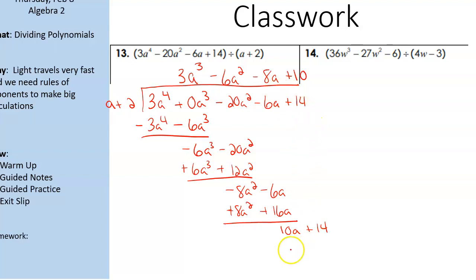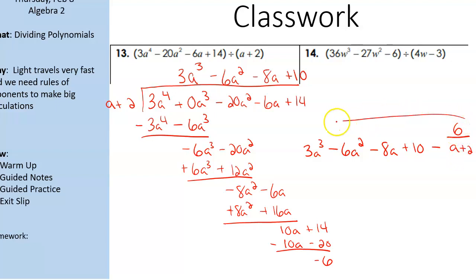Okay, we're going to multiply that through. 10 times a is 10a, and 10 times 2 is 20. Before I combine, change our signs, and I have a remainder of negative 6. So my final answer for 13 is going to be 3a to the 3rd minus 6a squared minus 8a plus 10 minus, since it's a negative 6, I put 6 over the divisor of a plus 2. And that is our answer.